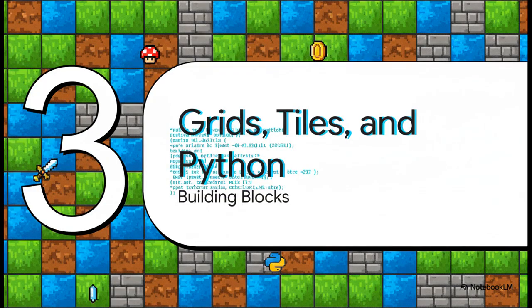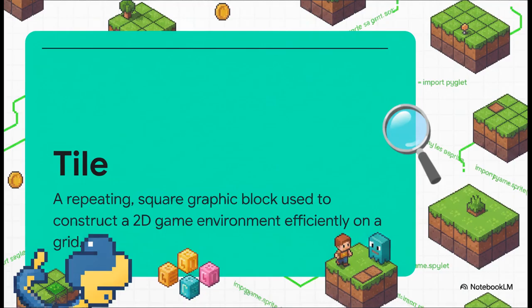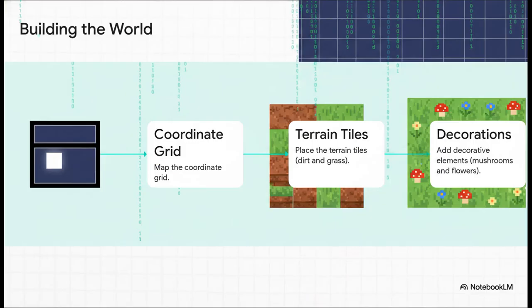Which brings us to Section 3. Grids, Tiles, and Python. If you're getting into 2D game development, the absolutely most fundamental concept you need to grasp is the tile. Basically, a tile is a repeating square graphic block that we use to efficiently construct a game environment right onto that grid. If you think back to our scene, notice how the terrain breaks down into those blocky square pieces. Instead of drawing one massive, complex, custom floating island, Python just stamps out these individual tiles, brown dirt squares, green grass squares, over and over again across the grid. It's super efficient. So, with these tiles in our toolkit, we can actually walk through the step-by-step logic required to assemble the static parts of our world.